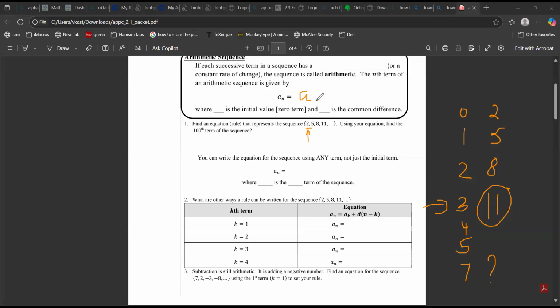Ak. So they have given the kth term of the sequence, right? They have given the kth term of the sequence. So how many common differences are you going to multiply with? n minus k. Does that make sense, guys?